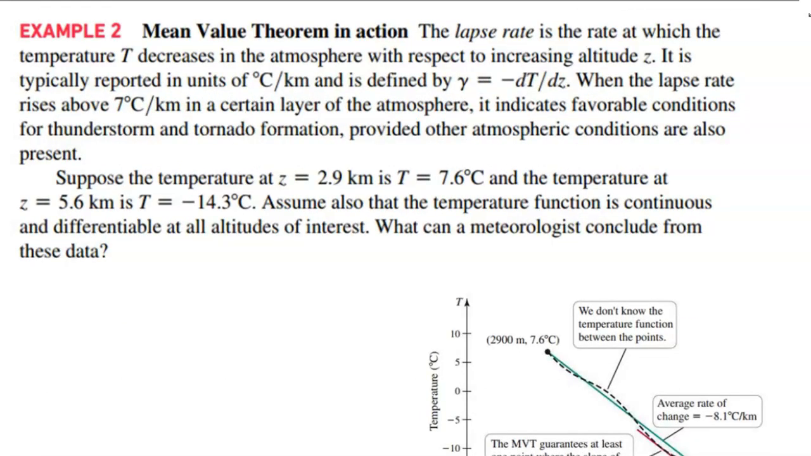The lapse rate is the rate at which the temperature decreases in the atmosphere with respect to increasing altitude. So the higher you get, the lower the temperature. It is typically reported in units of Celsius per kilometer and is defined by gamma equals dT/dz, where the lapse rate rises above 7 degrees Celsius per kilometer in a certain layer of the atmosphere. It indicates favorable conditions for thunderstorms and tornadoes, provided other atmospheric conditions are also present.